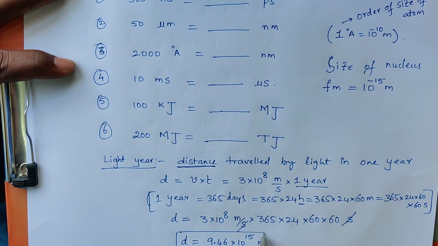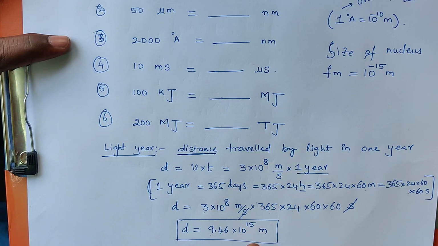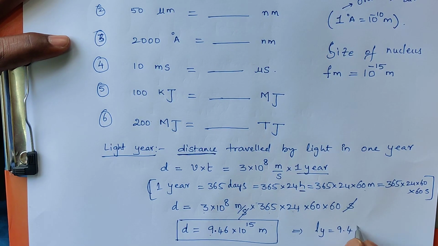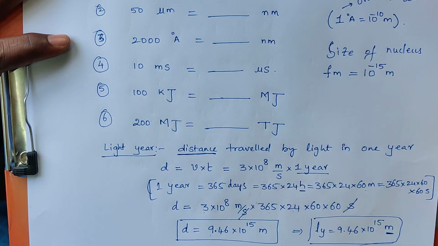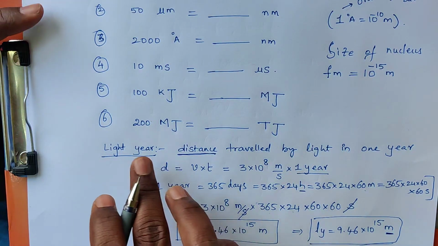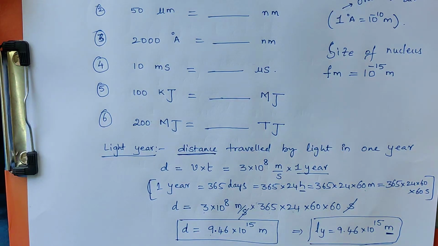So light year is equal to how much did we get? 9.46 into 10 to the power of 15 meters. Here I am writing light year as small l. Light year is equal to 9.46 into 10 to the power of 15 meters. What are the final units? Light year units are meters. Meters are the measurement of length. So light year is a measurement of length, not a measurement of time.